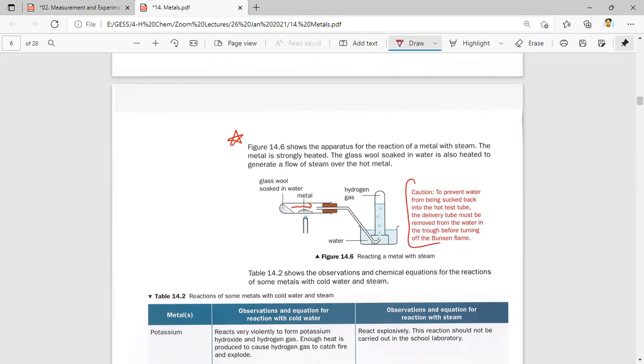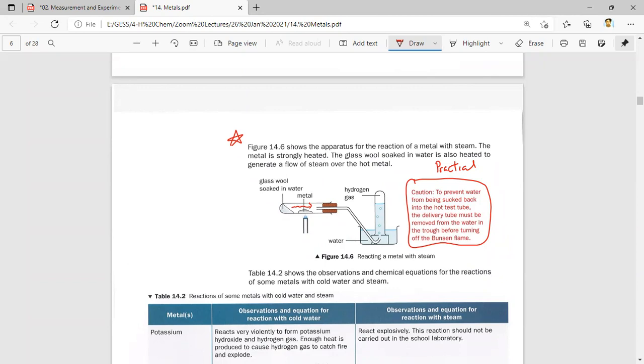For practical work, do take note to prevent water from being sucked back into the hot test tube. Why would the water be sucked back? It's because when you stop the experiment, the test tube cools down, the air contracts, and hence there will be a suck back. So what they normally do is, immediately after you switch off the heat, remove the delivery tube so that there won't be a suck back.